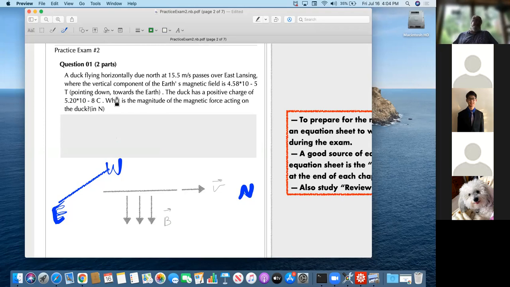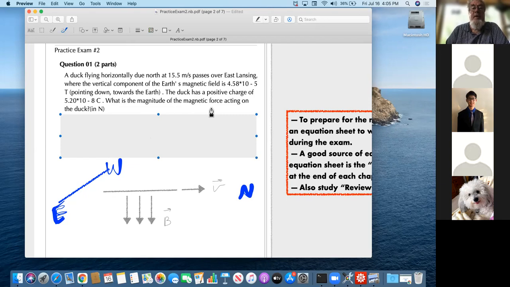Never mind that it says it's a duck. Just think of it as a particle moving north with some velocity v. There's a vertical magnetic field pointing down towards the Earth. That's the Earth's magnetic field. Here's the east-west directions, if this is north. Now, the first question is, what's the magnitude of the magnetic force? There are actually two parts. The second part will be, what's the direction?